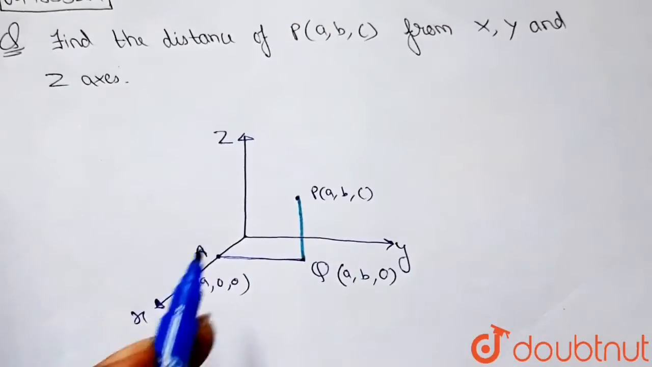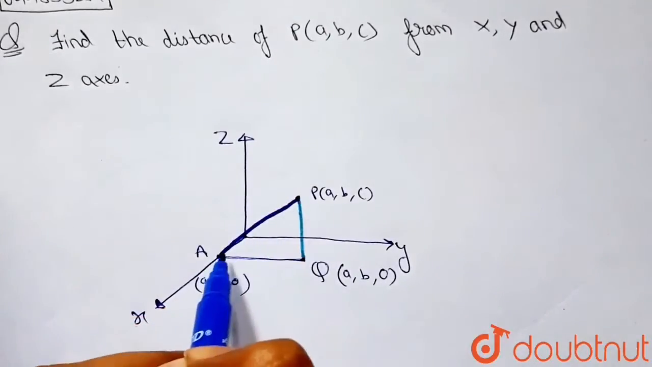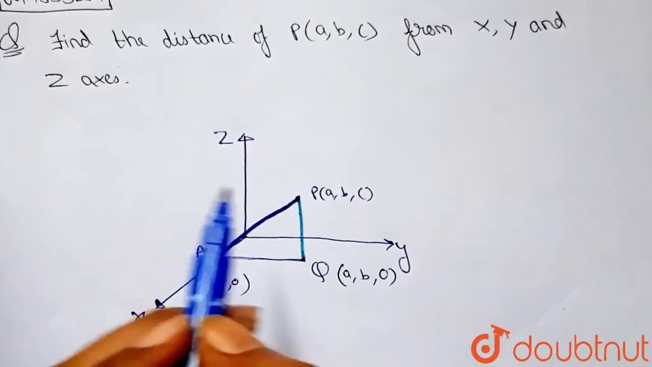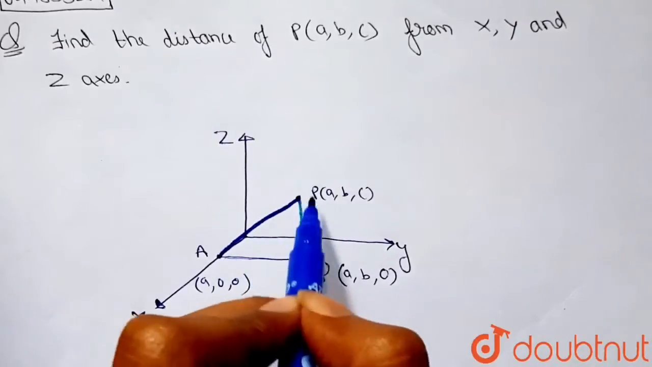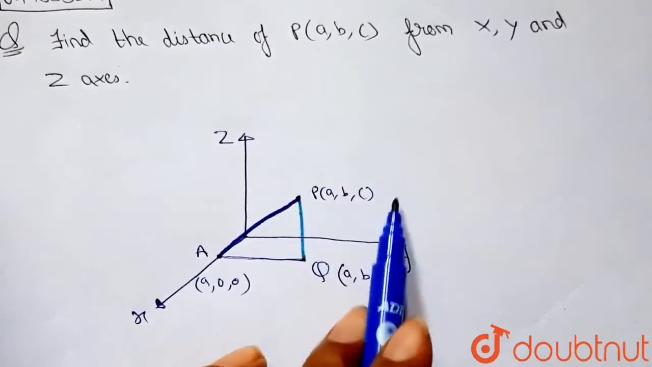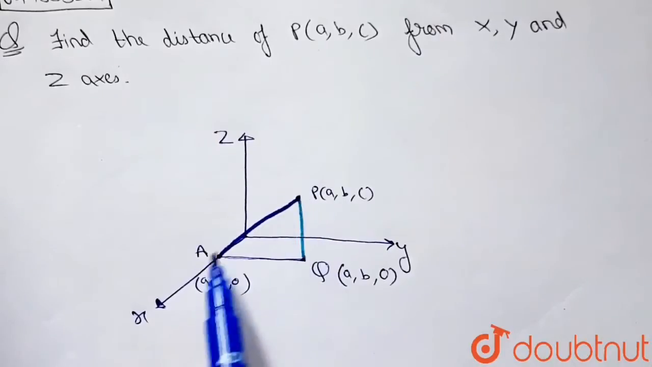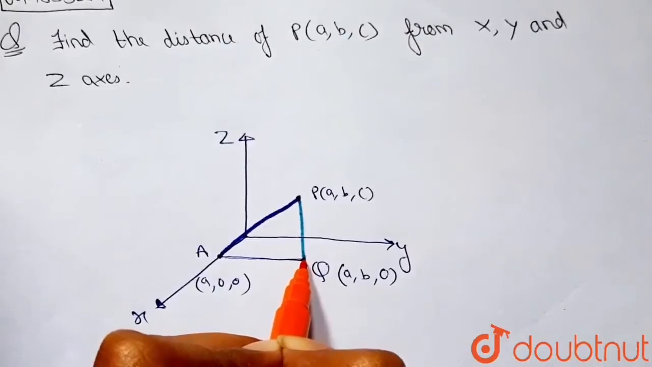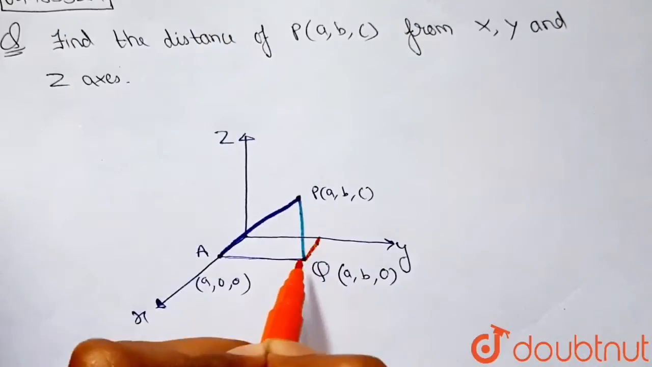So let's join P to A. This line PA will also be perpendicular to the x-axis, and this line PA will basically be the distance of point P from the x-axis. So in order to find the distance of this point from the x-axis, we have to find out the length of line PA.